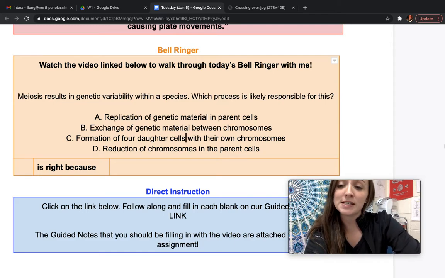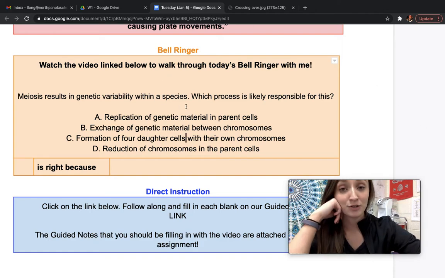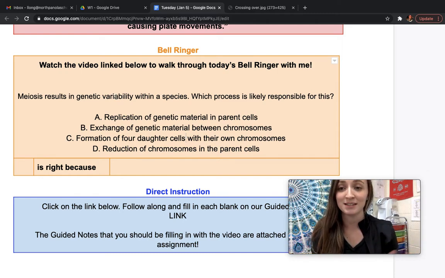It says meiosis results in genetic variability within a species. As a reminder, that genetic variability just means that there is a variety, so multiple differences in genes, in the genetics, so they don't all look identical. So which process is likely responsible for this?